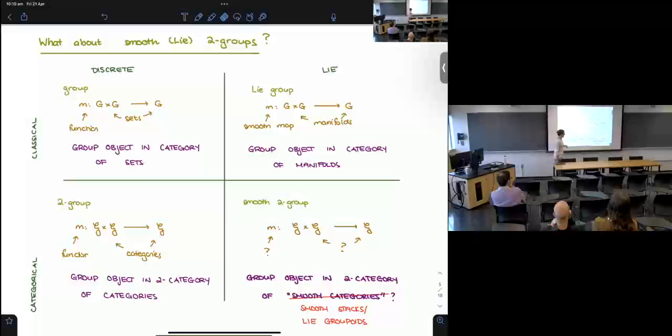So for some of you, you probably know these things and it will be review, but you told me I shouldn't assume, so I will say. And then once we know what the two category is, then we can just say we take group objects in it, and that's a smooth two group. Questions so far?